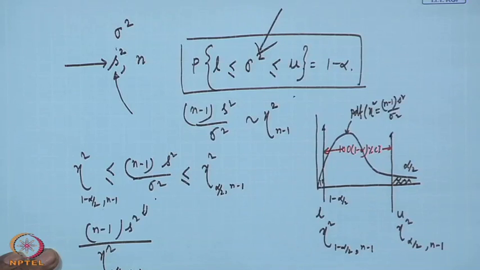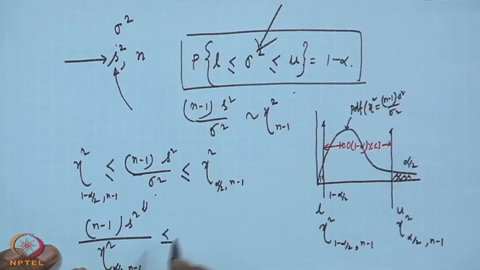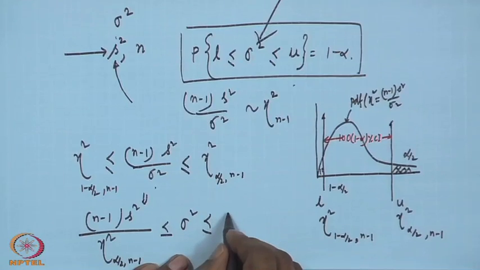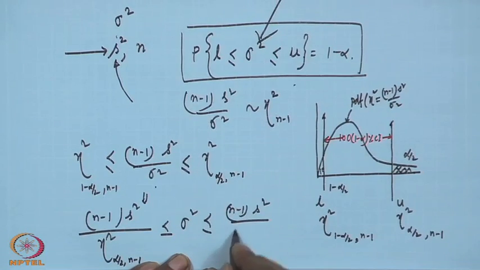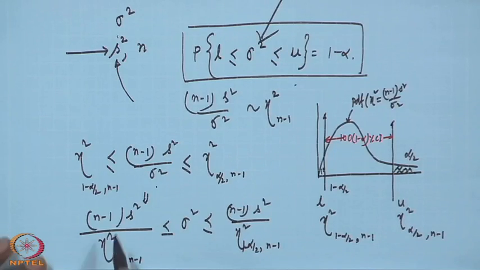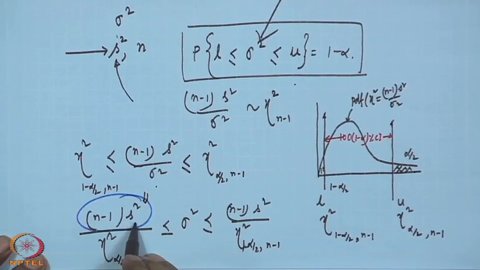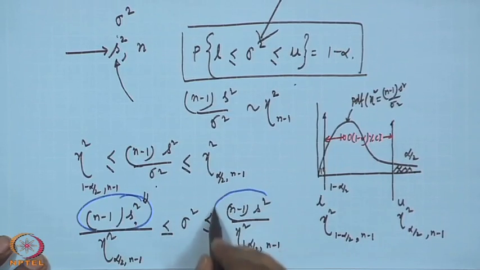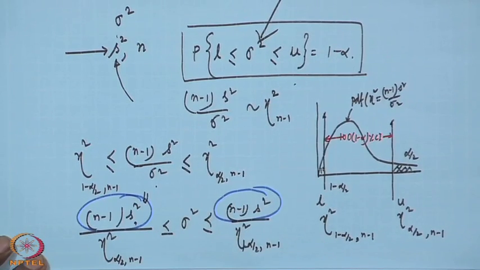You will get this: chi square alpha by 2, n minus 1, less than or equal to sigma square, less than or equal to n minus 1 a square by chi square 1 minus alpha by 2, n minus 1. You see, the numerator here is n minus 1 into a square, here also n minus 1 into a square, the same quantity. The difference is in the denominator, that is chi square alpha by 2, n minus 1.